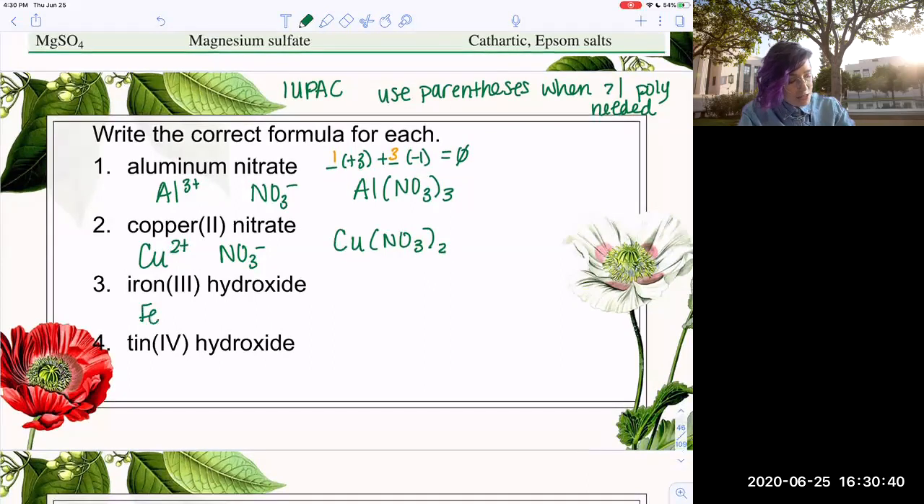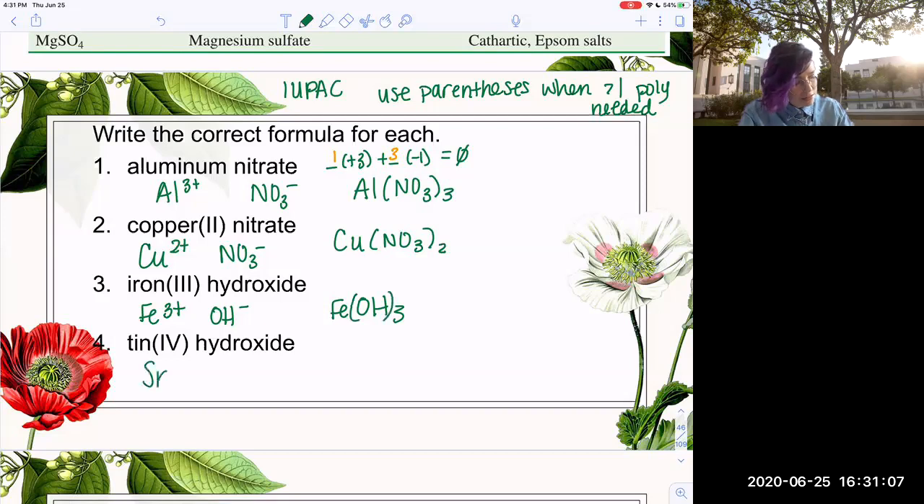So iron has a charge of what? Iron has a charge of 3, and hydroxide is OH minus. So here's where you got to use parentheses, because if you don't use parentheses, it will be wrong. If I try to say, oh, that's 3 OHs, is that 3 OHs? It's not 3 OHs. It's 3 H's and 1 O. If I want 3 OHs, I have to put parentheses around it.